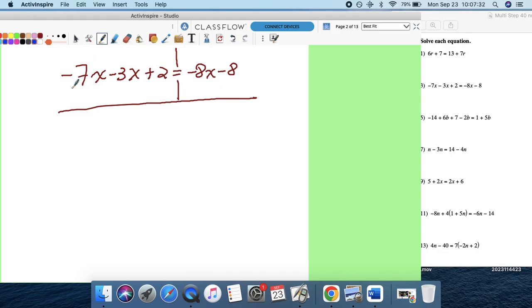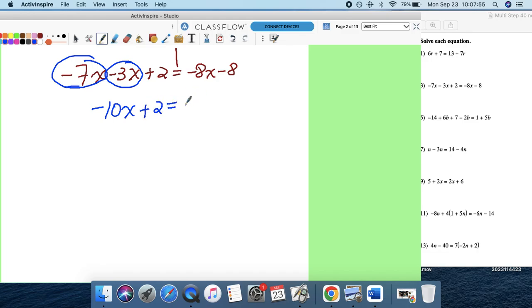Negative, can I combine anything? Well, if you look at the left side, I have these two, right? Actually, I'm going to circle them. Negative 7x and negative 3x are of the same kind, so I can combine those two. Negative 3x and negative 7x is negative 10x, and then plus 2. On the right side, negative 8x minus 8 cannot be combined because they're not like terms, so just leave it like that.